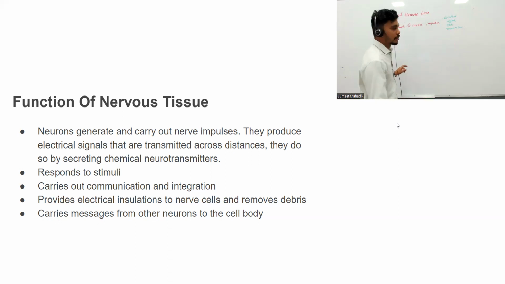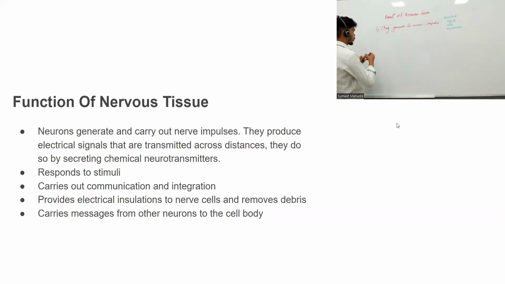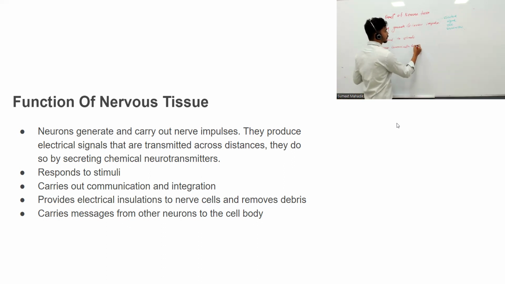Now the second function of nervous tissue is to respond to stimuli. What is a stimulus? A sudden and quick response to the environment. Then third, it carries communication. Communication between the neurons needs a chemical, right? Communication and integration. What is integration?